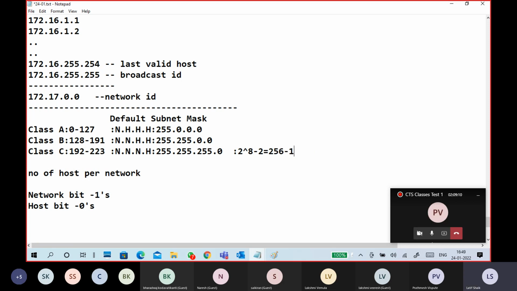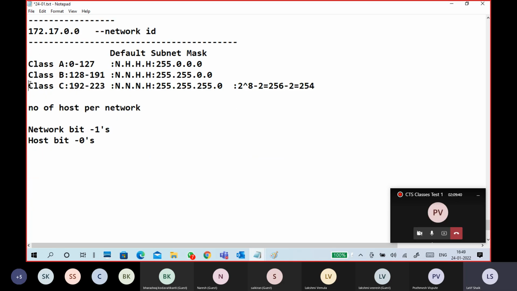256 minus 2 is 254 number of hosts per network. It means if you take a class C IP address, you can connect 254 PCs or devices.